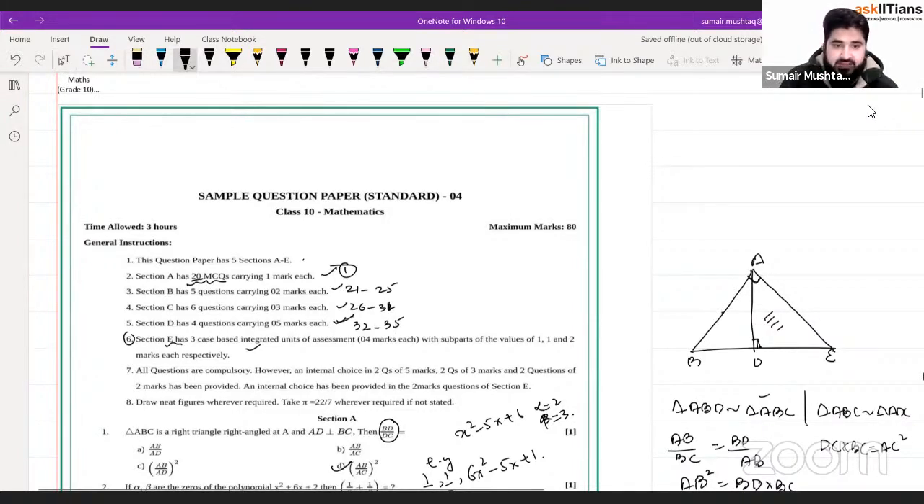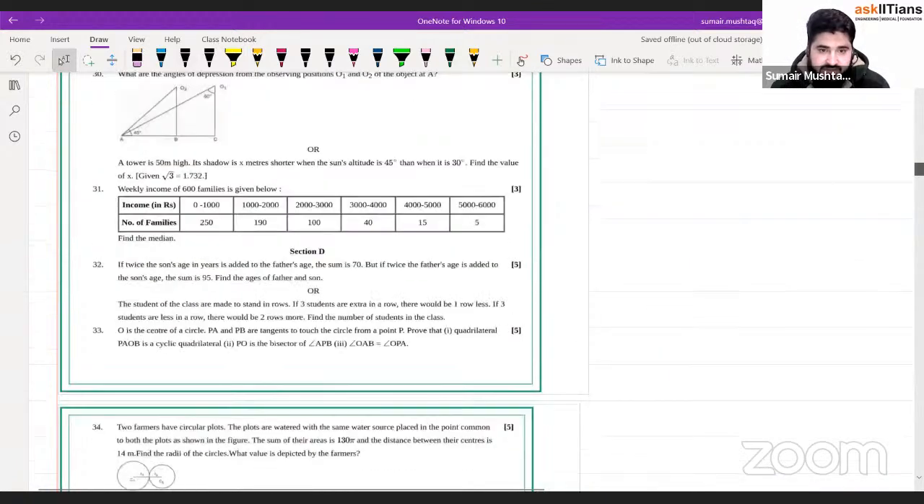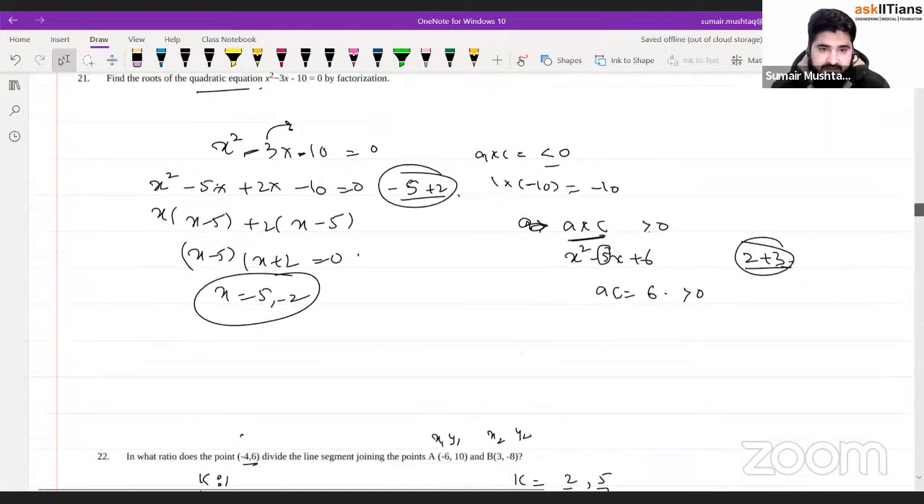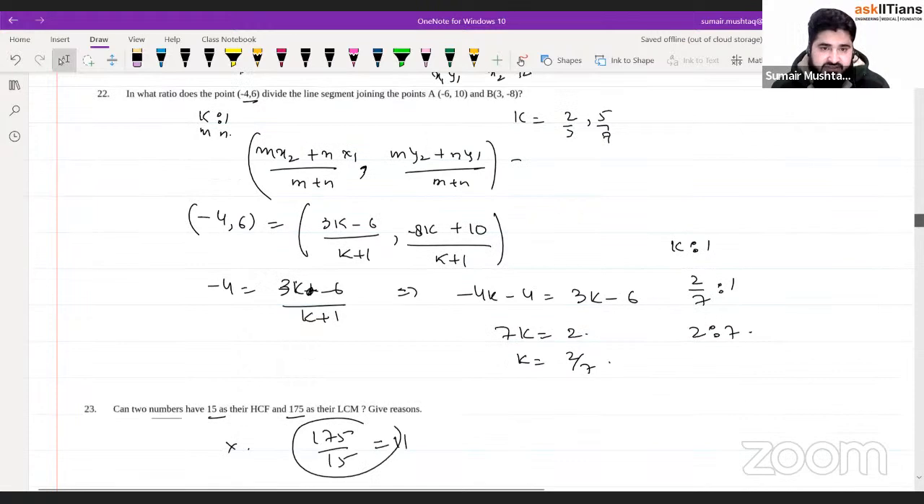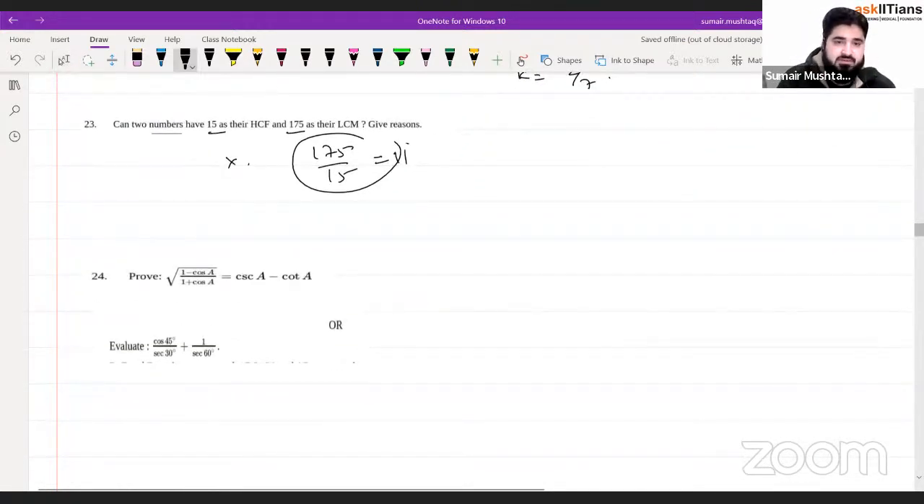And this is the passage based. You can't say that these are formula based only. As you can see, I have done these questions. This contains the factorization, and here it is not any formula based. I have just used the concept of HCF LCM here. So it's not that this will be formula based only. No, that's not the correct thing.